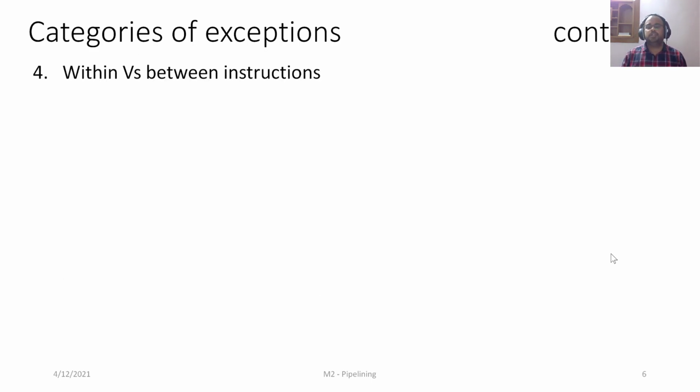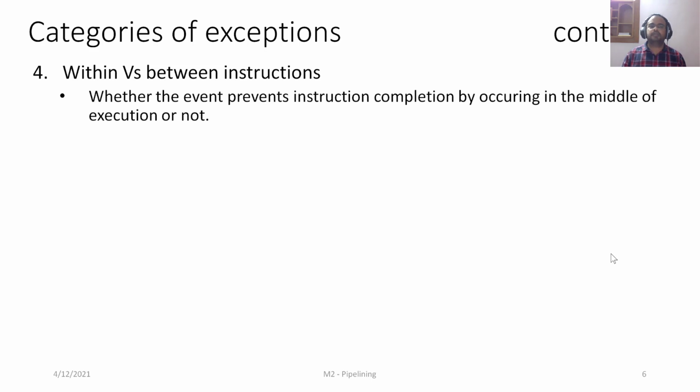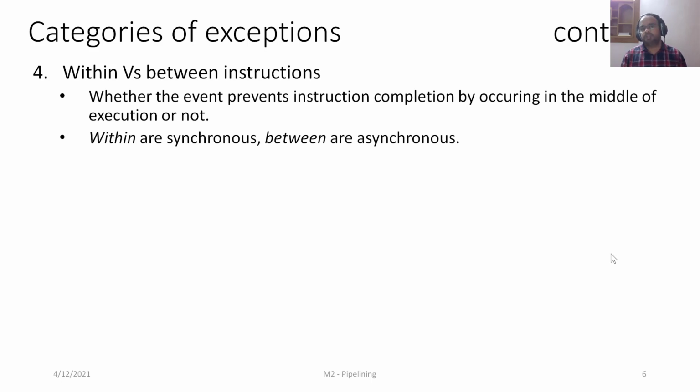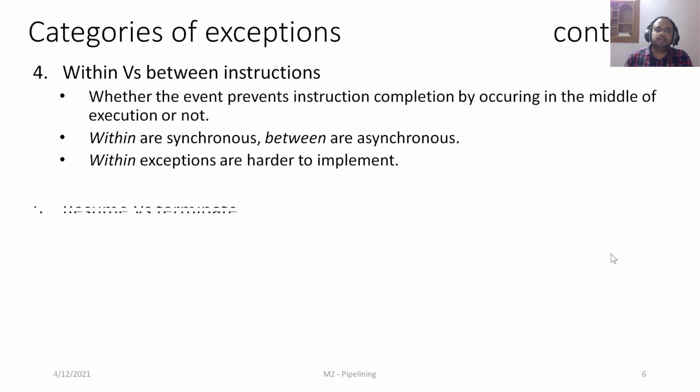The fourth categorization is within and between instructions. An exception which occurs within an instruction, meaning that it will prevent the execution of the current instruction, is called a within instruction exception. Otherwise, it's called between instructions. Typically, within exceptions are synchronous, and between instruction exceptions are asynchronous, and within exceptions are harder to implement.